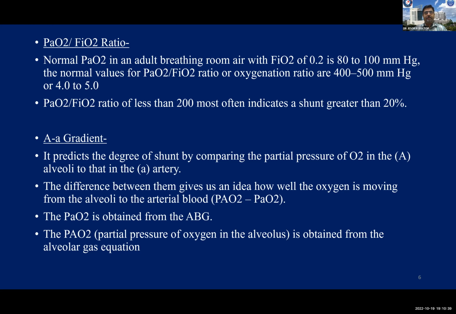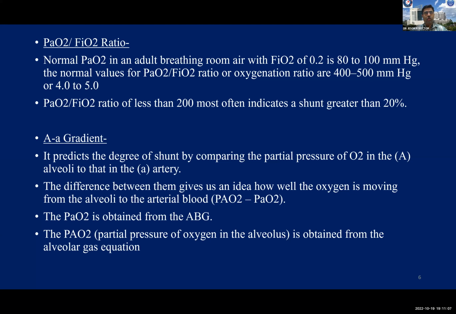When the PF ratio is less than 200, it indicates a shunt greater than 20% and is most common in ARDS and acute lung injury, right? In a patient who's breathing 100% oxygen, that is 100% FiO2, you expect the PaO2 to be around 400 to 500 on arterial blood gas. So we finished PaO2, PaO2 being affected by age, then the PF ratio.